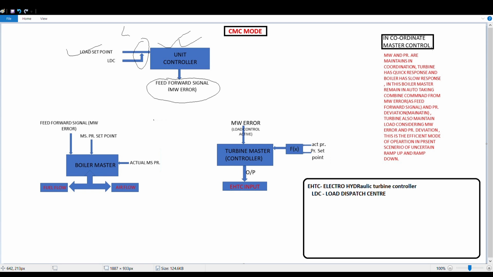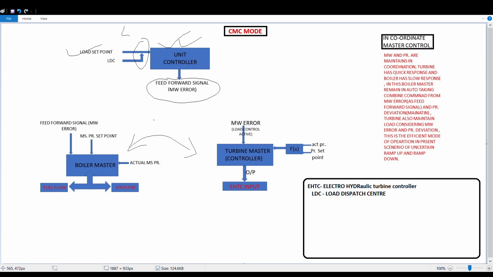Now in the CMC, we talked about coordinated earlier in the video. There is a coordination between these two controllers. The Boilermaster and Turbine Master controller work in coordination, that's why the term coordinated has been put here. The Boilermaster, as the name suggests, controls the boiler, and the Turbine Master controller controls the turbine.